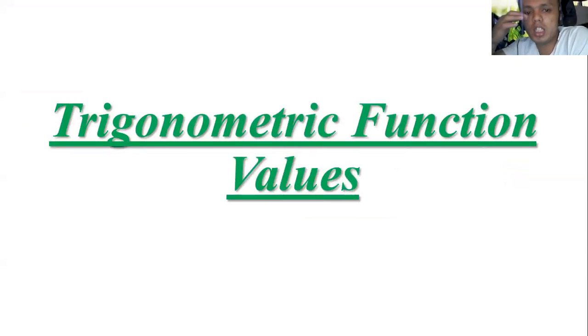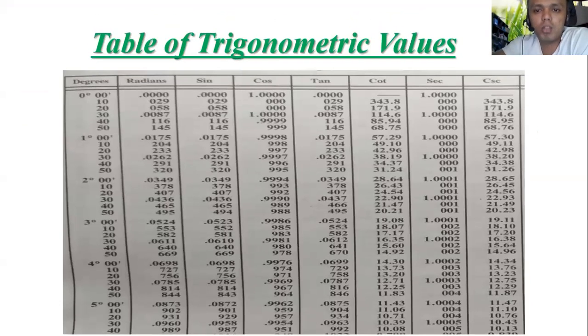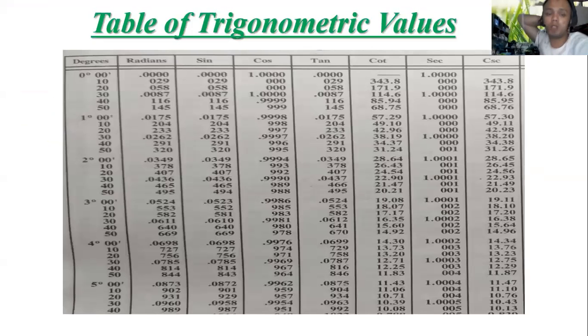So today we will discuss trigonometric function values. In trigonometric function values, what I will show you here is the table of trigonometric values. Actually, I got this from old books, so I took a picture of it, a copy-paste. This is the best table of values. This is how it looks: degrees, radians, sine, cosine, tangent, cotangent, secant, and then cosecant.